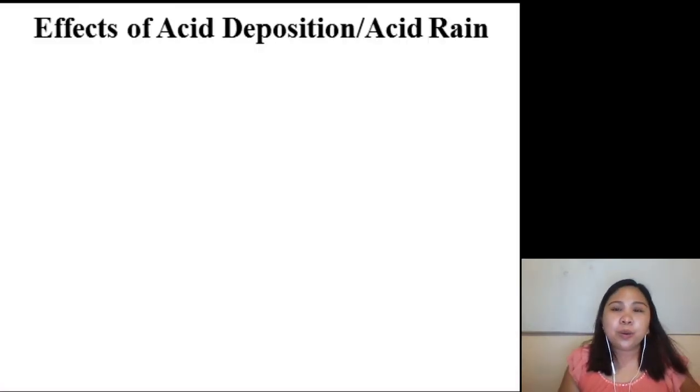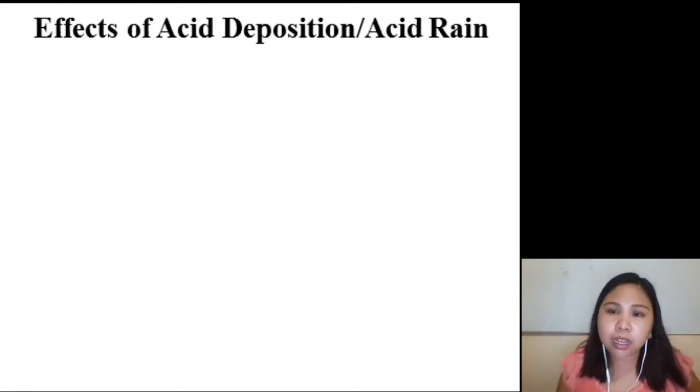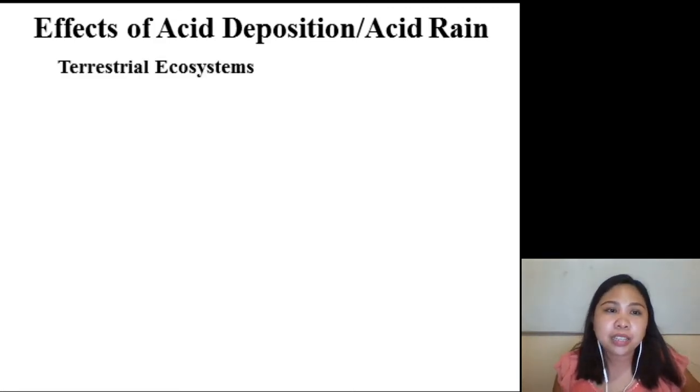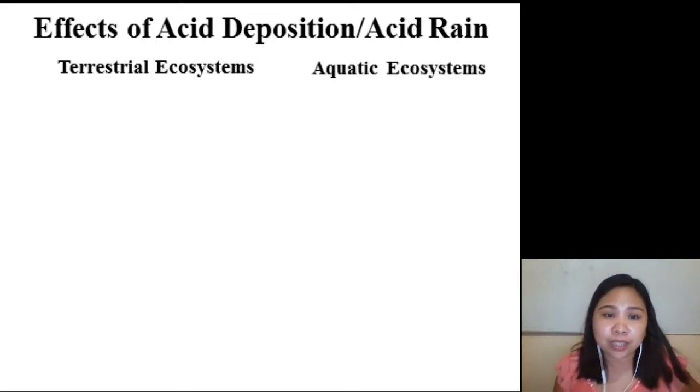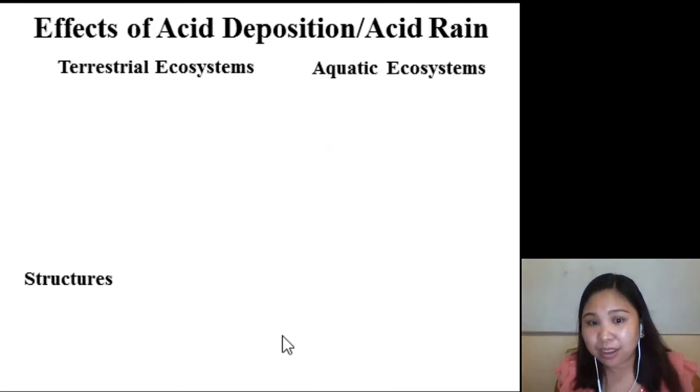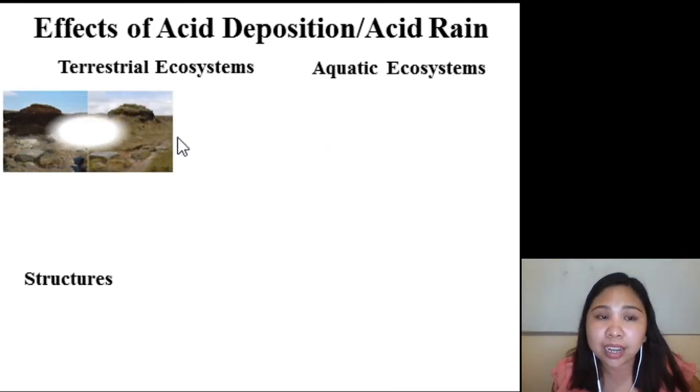So, what are the effects? What if sobrang tumaas yung level ng acidity ng rain? Ano yung magiging effect niyan? First of all, in the terrestrial ecosystem. Second, it will affect the aquatic ecosystems. And lastly, it will affect the different structures. So, start tayo dito sa terrestrial ecosystem.